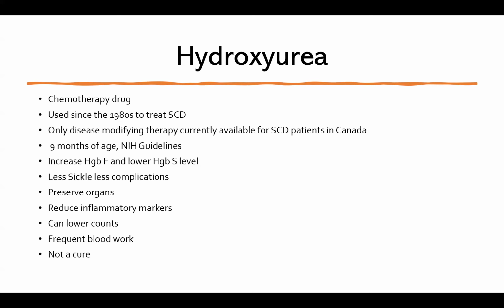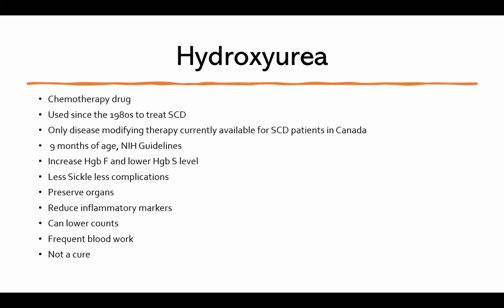Hydroxyurea is meant to help stimulate the bone marrow into making hemoglobin F, or fetal hemoglobin. And the more fetal hemoglobin you can make, the less sickle. Less sickle means less complications. Hydroxyurea also tends to help preserve organ damage and reduce the natural inflammatory markers that you see with sickle cell disease. Some of the side effects of hydroxyurea is that it can lower some of your counts that help keep you safe from infection. So there is frequent blood work to monitor to make sure that our patients are safe on hydroxyurea. And hydroxyurea is just, it's not a cure.